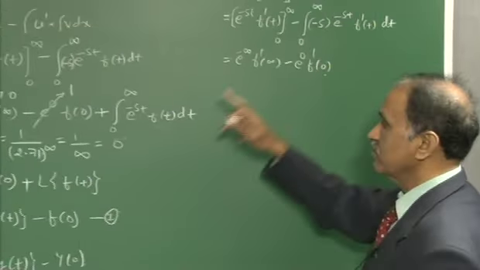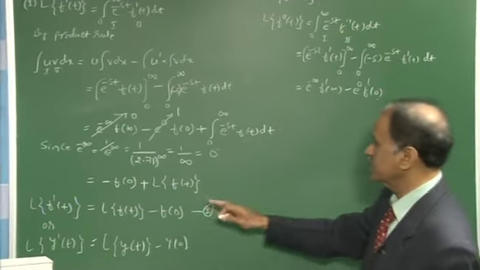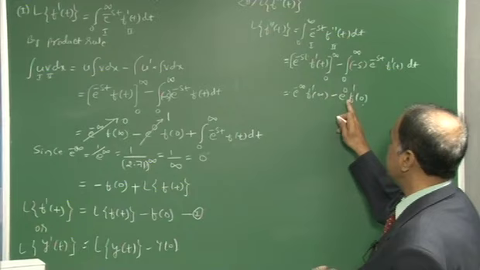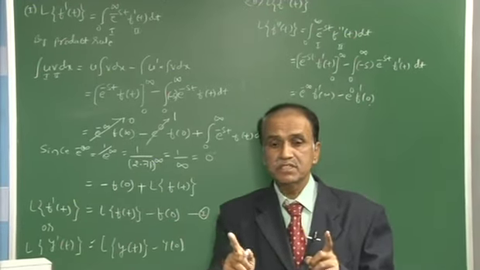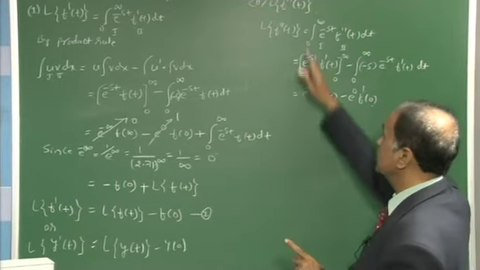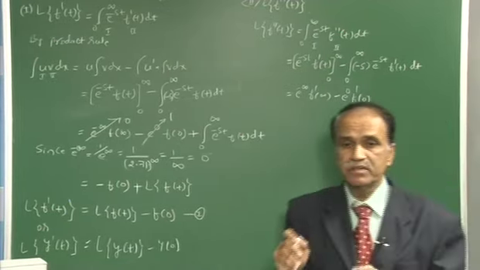Where these functional values will play the major role, we call them initial conditions. The first initial condition is f of 0, and the second initial condition is f dash of 0 if it is a second order differential equation. If it is a third order differential equation, the next derivative I am going to write will be reduced to the second order derivative with the functional value at t equal to 0. Fine.